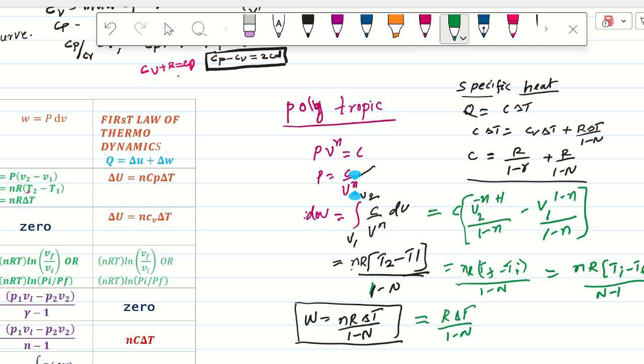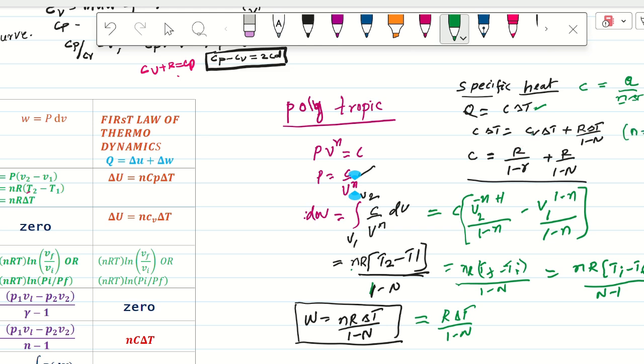So now specific heat. We know molar specific heat C is equal to Q by n delta T. For 1 mole of gas, Q is equal to C delta T. According to the first law of thermodynamics, C delta T is equal to Cv delta T plus R delta T by 1 minus n, for n equal to 1 mole of gas.